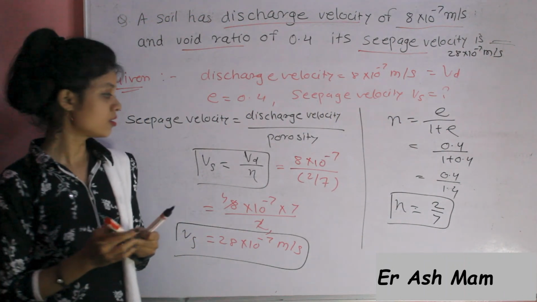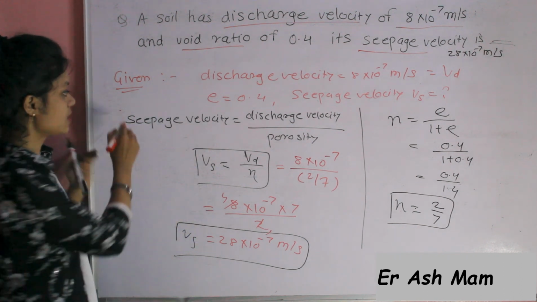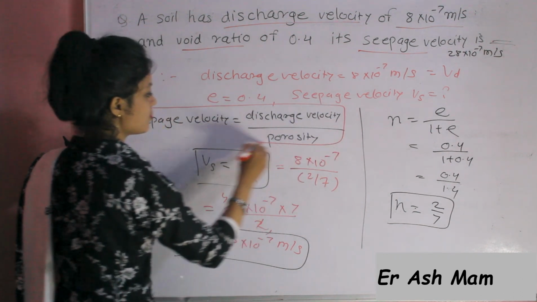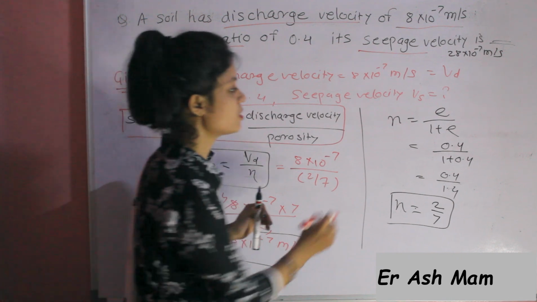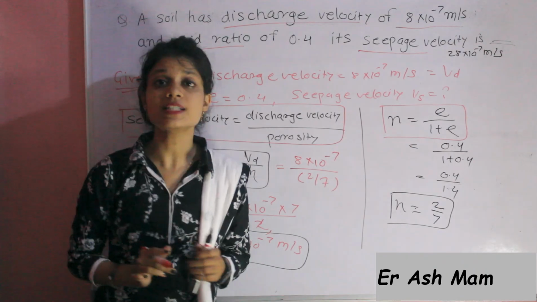So, in this numerical, we use formula seepage velocity equal to discharge velocity upon porosity, and one relation between E and N, N equal to E upon 1 plus E.